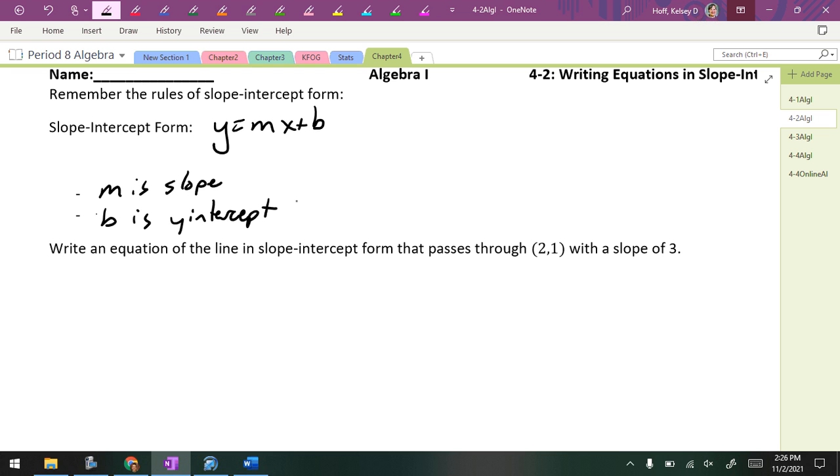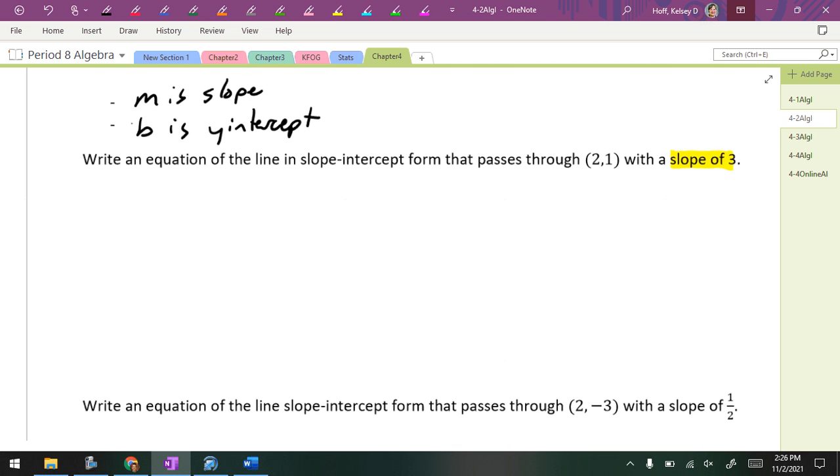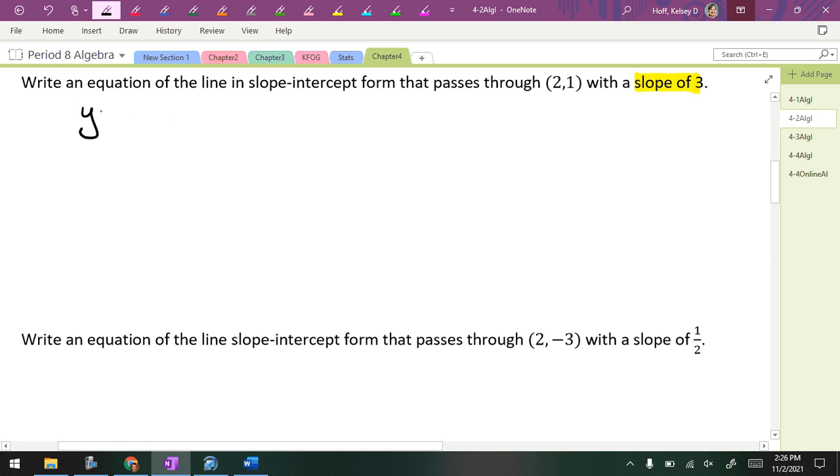The difference with today is it's not the y-intercept they gave us. And in order to use slope-intercept form, I have to know the slope, which is fine because we know that, but we don't know the y-intercept. So we start with y equals mx plus b. We can replace the slope, or m, with our 3.